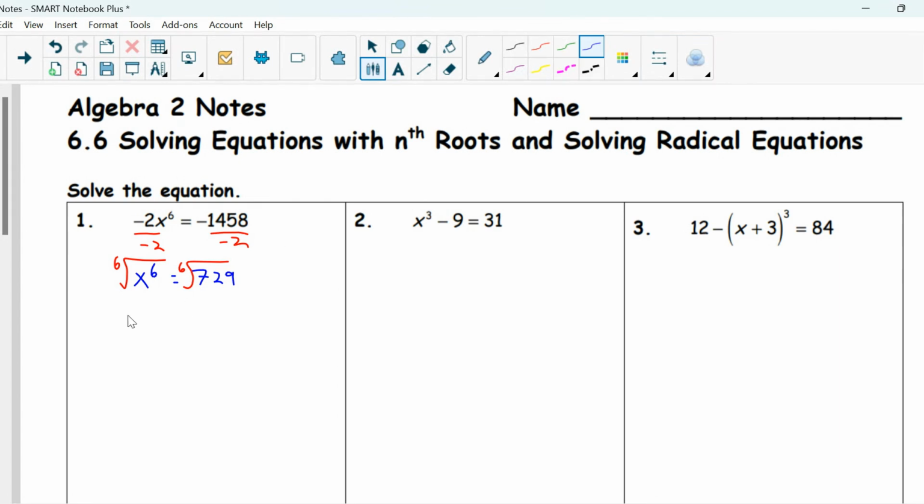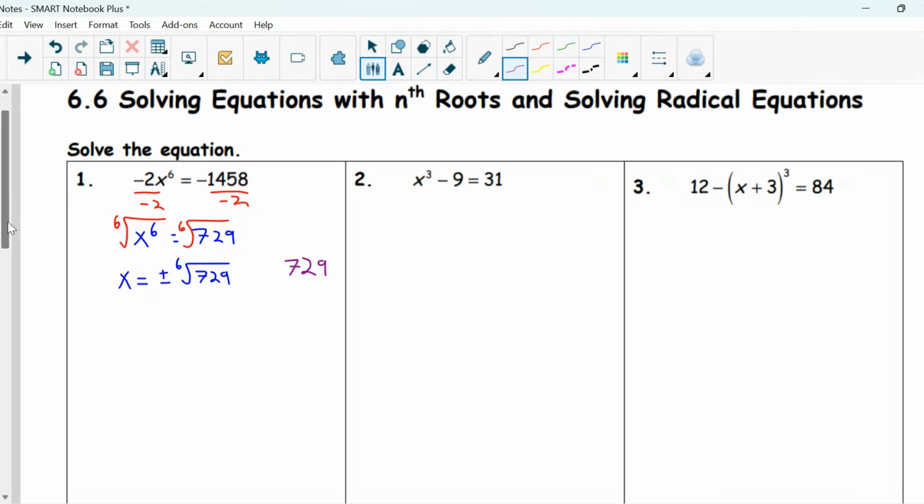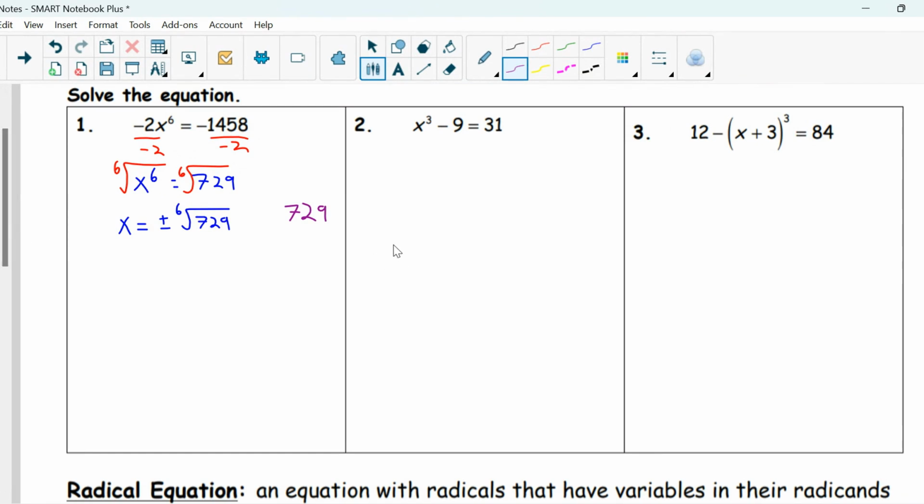So this is going to leave me with x equals, remember, if you take an even root, we need plus or minus the 6th root of 729. From here, if I want to simplify my radical, I'm going to take 729 and use some prime factorization.